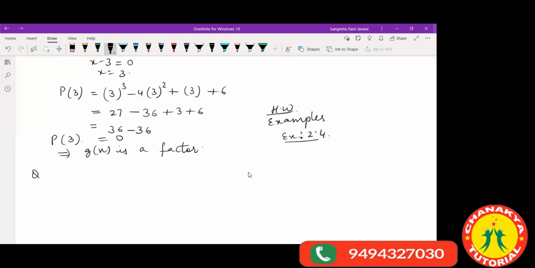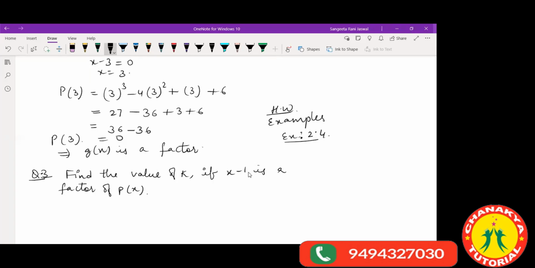Okay, ma'am. Now see question number 3. Let's see what kind of questions are given in this part. Find the value of k. Now here we have some constant k given. We have to find the value of k, if x minus 1 is a factor of px.